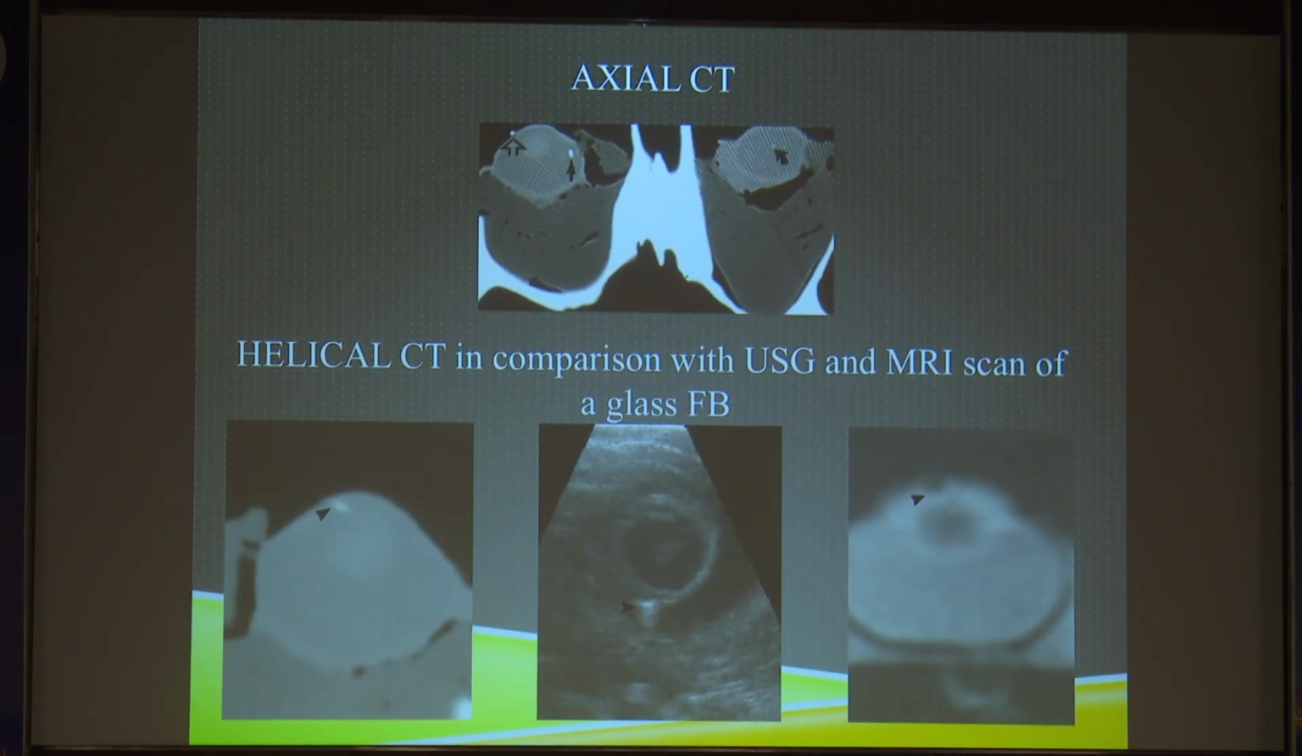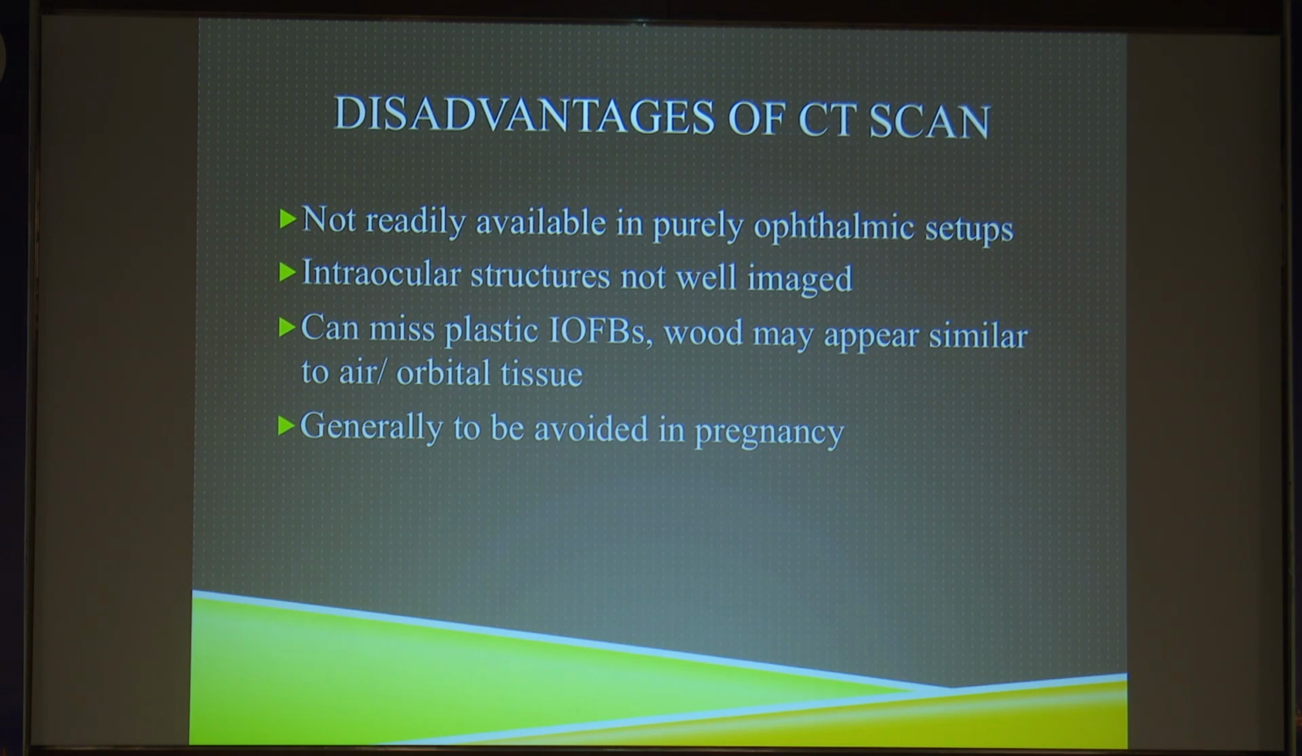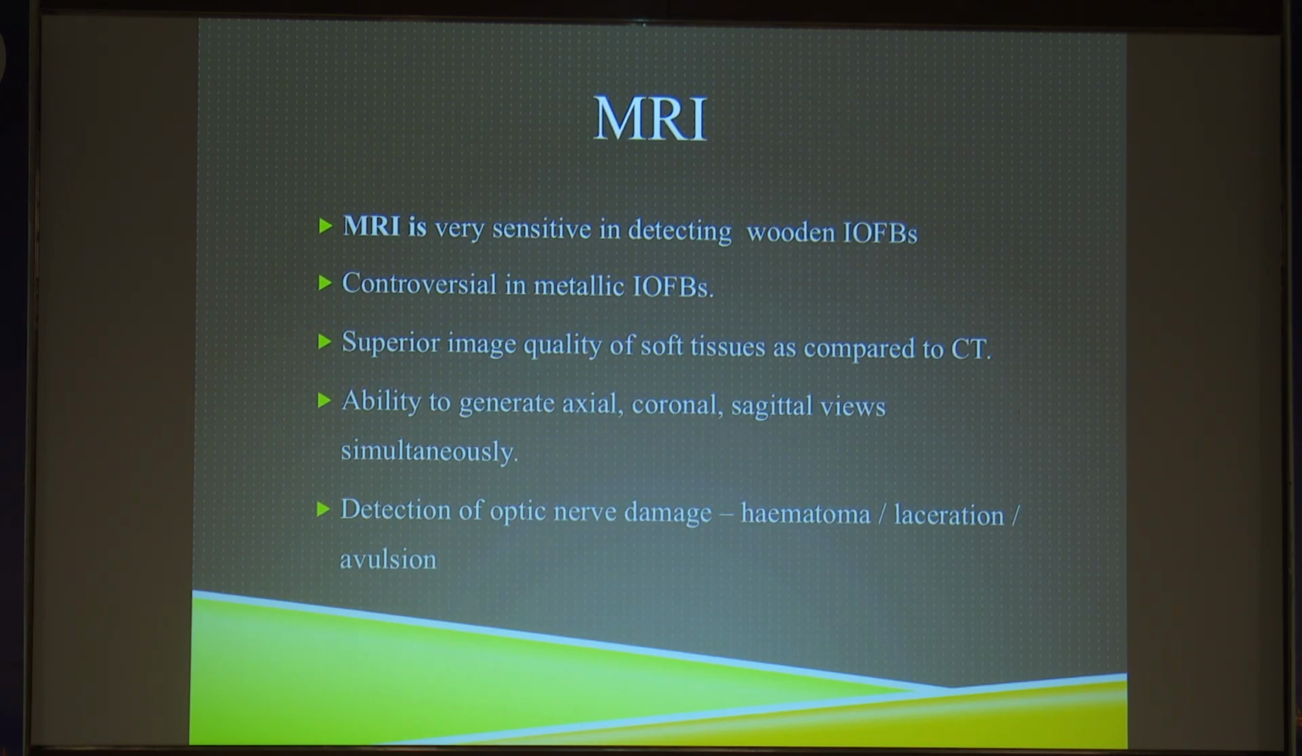An axial CT and a helical CT comparison with a glass foreign body. The disadvantages are that it's not readily available in pure or purely ophthalmic setups. Intraocular structures are not well imaged, and it can miss plastic IOFBs. It's avoided in pregnancy. MRI is again very sensitive in detecting wooden IOFBs, controversial in metallic IOFBs, has superior image quality of the soft tissues as compared to CT, and the ability to generate axial, coronal, sagittal views simultaneously, and also gives you an answer to the optic nerve damage.